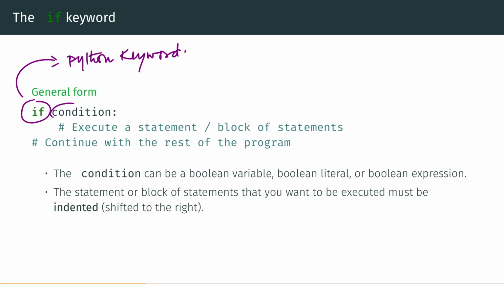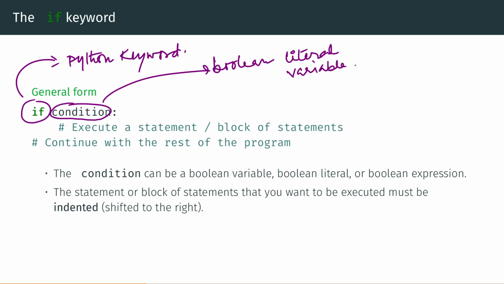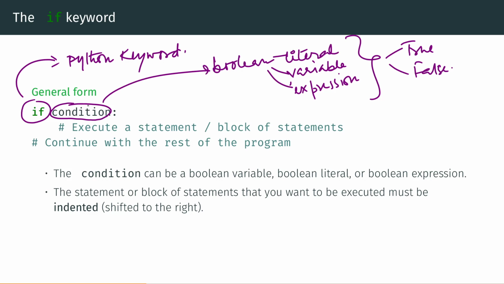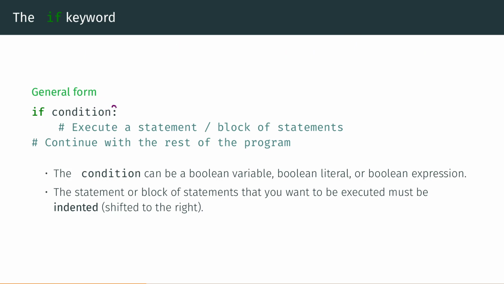Now this condition can be a boolean literal, it can be a boolean variable, or it can be a boolean expression. So any of these can be a condition. Anything that evaluates to either true or false would be in this condition. So if, condition, and then you need a colon. This is mandatory.